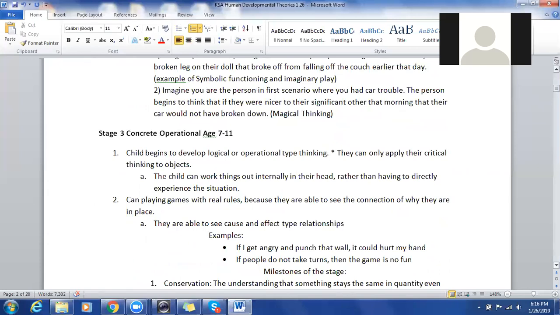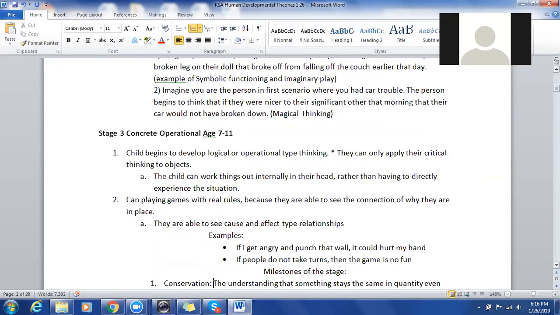So the third stage is concrete operational. The child begins to develop a logical or operational type of thinking. Think of concrete, objects, creating things. Concrete is construction, and you're constructing some type of thought processing. They can only apply it to objects, however. The child can work things out in their head rather than having to directly experience something.